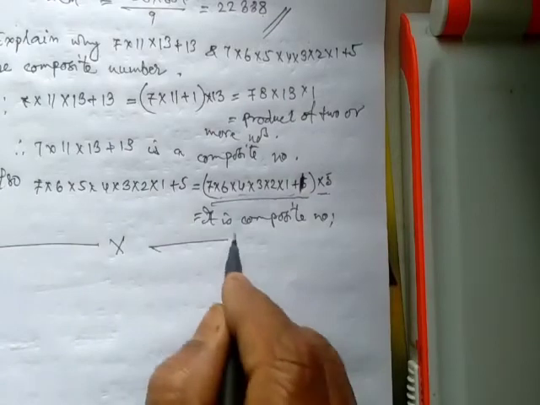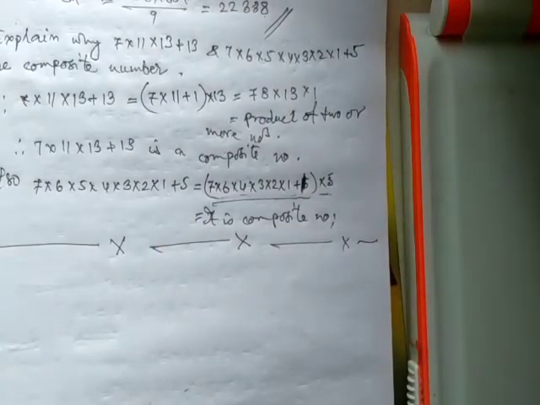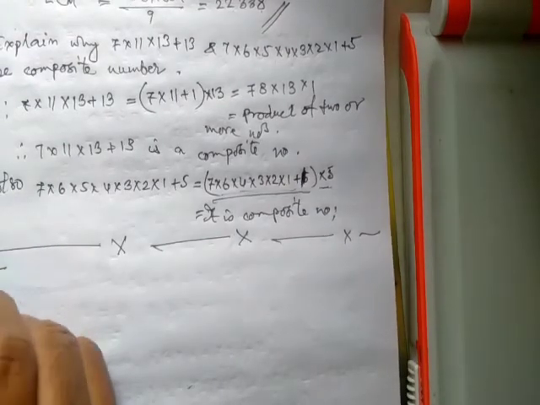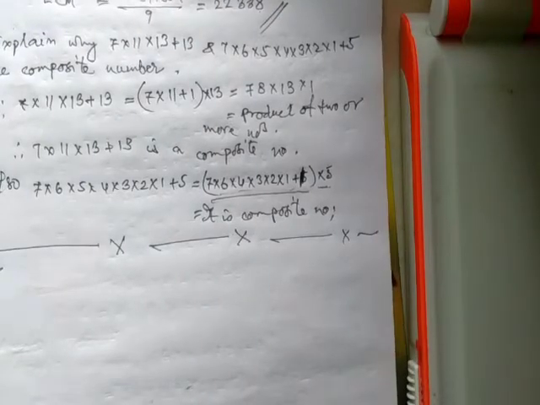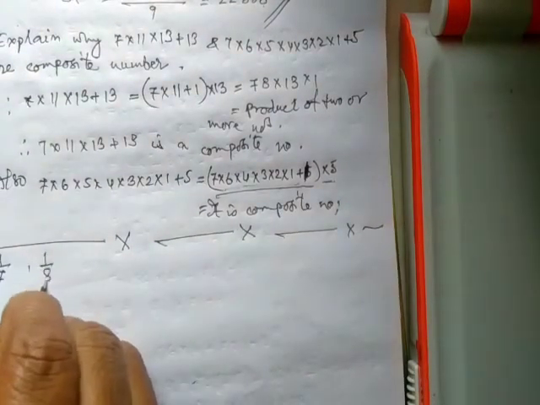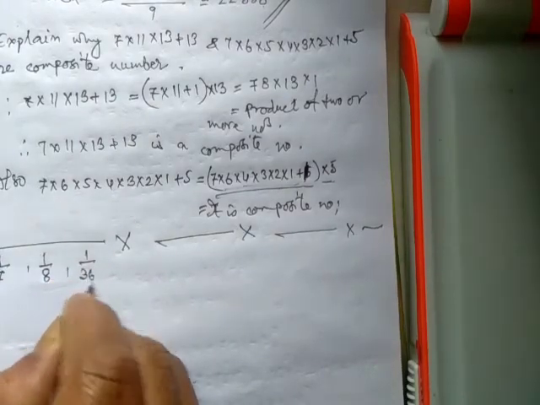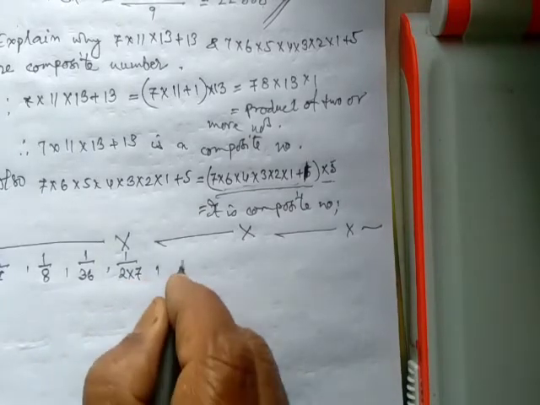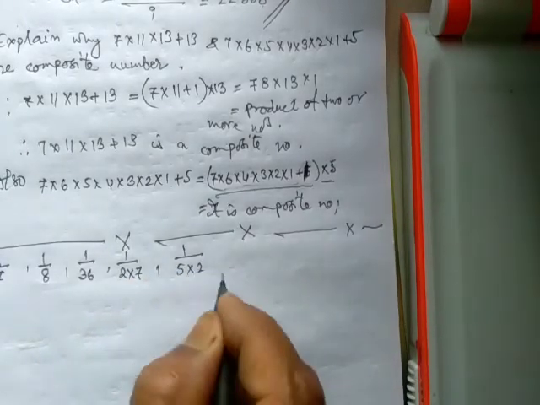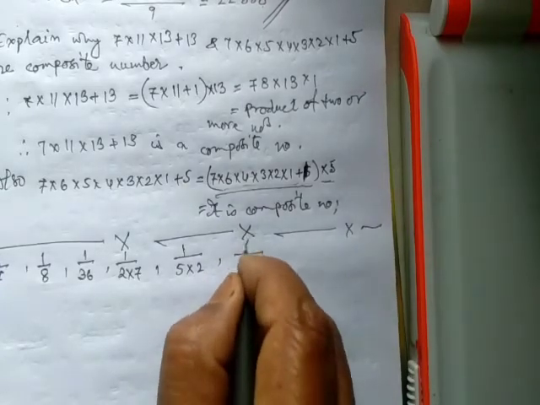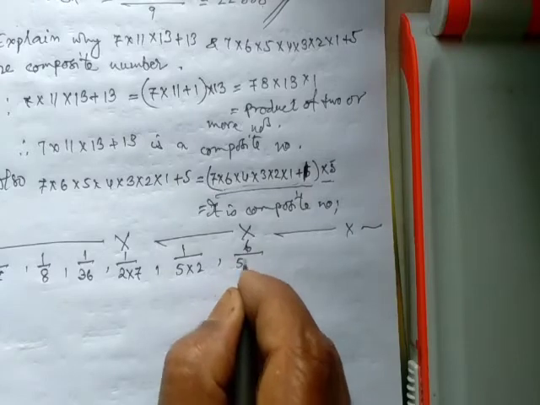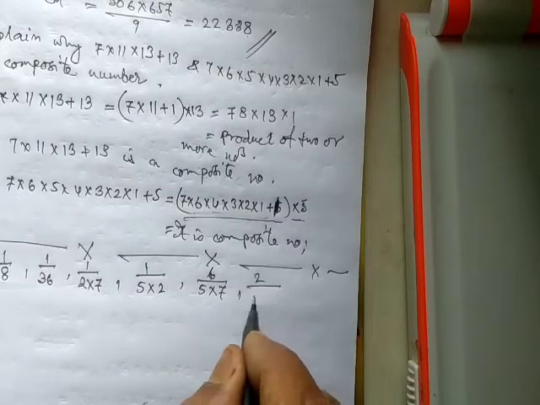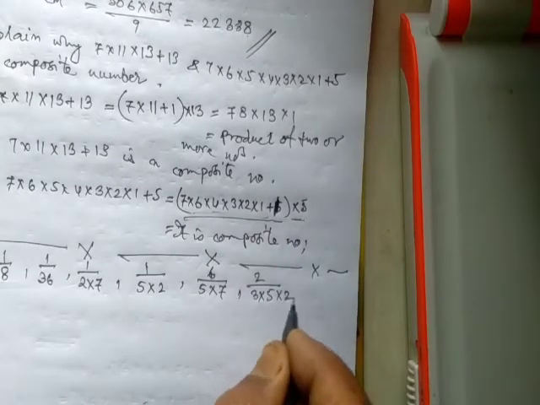Next, we will discuss when a rational number is terminating and when it is non-terminating. Now, suppose 1 by 7, is it terminating or not? 1 by 8, 1 by 36, 1 by 2 into 7, 1 by 5 into 2, 6 by 5 into 7, 2 by 3 into 5 into 2, etc.